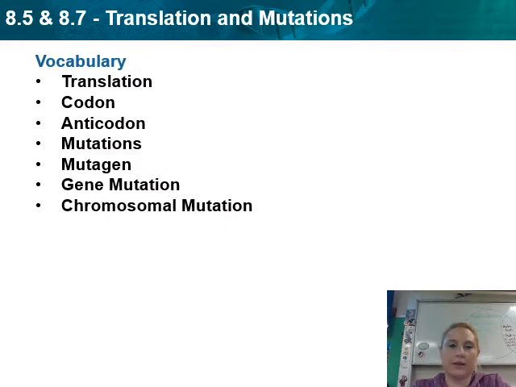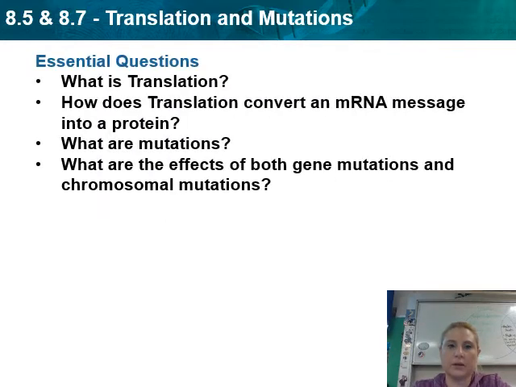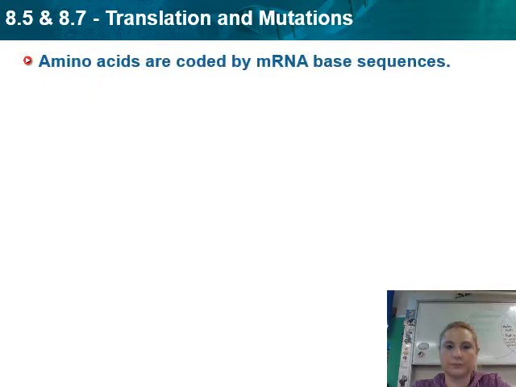Our vocabulary: we've got translation, codon, anticodon, mutations, mutagen, gene mutation, and chromosomal mutation. Our essential questions: what is translation? How does translation convert an mRNA message into a protein? What are mutations? What are the effects of both gene mutations and chromosomal mutations?